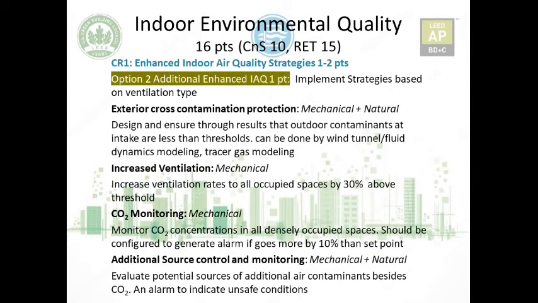Option number 2 is additional enhanced indoor air quality, and there are strategies to implement just like the previous option we have seen, and it applies on the ventilation systems you are using in your project. So the first one that applies on both mechanical and natural ventilation system is exterior cross-contamination protection. We have seen interior cross-contamination by putting the entryway systems, grates and grills. This one is exterior, which is a bit more complex because it can be done by modeling, fluid dynamics, or wind tunnel modeling, tracer gas modeling, and to show that outdoor contaminants at intake are less than the thresholds.